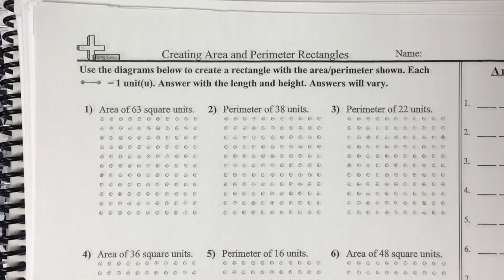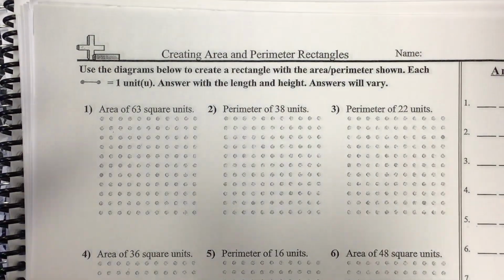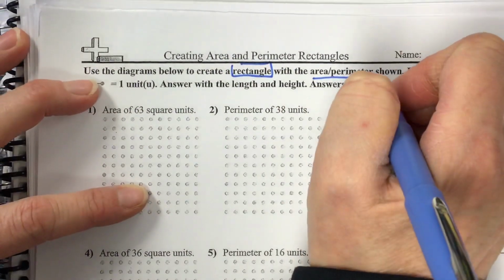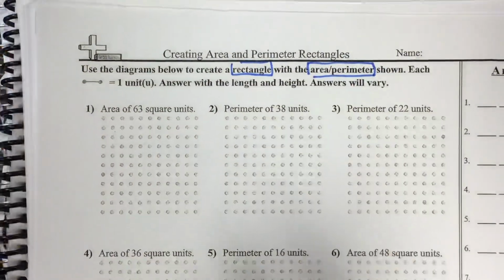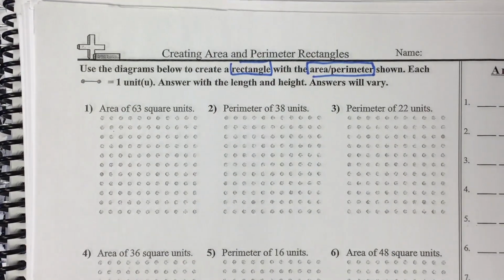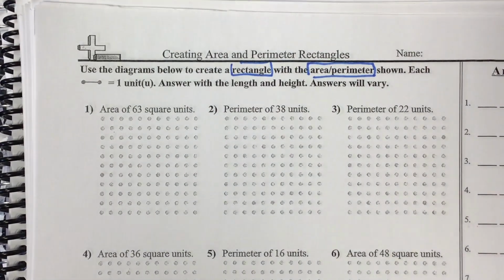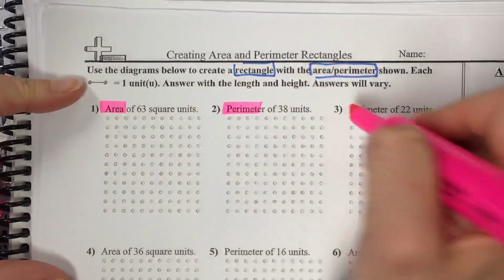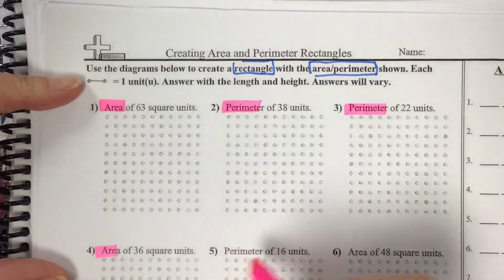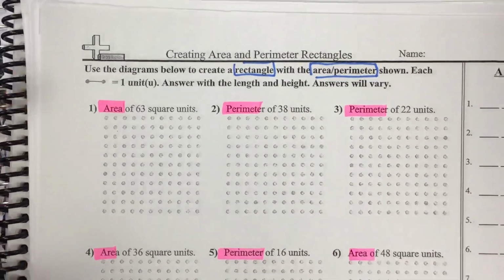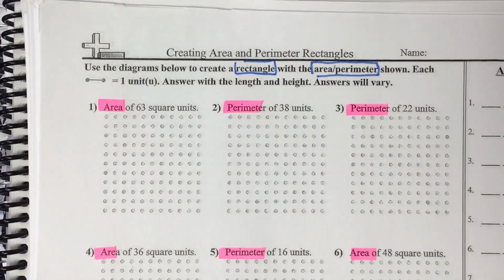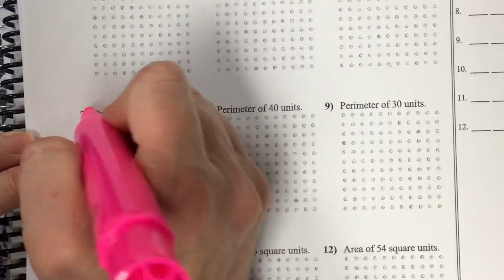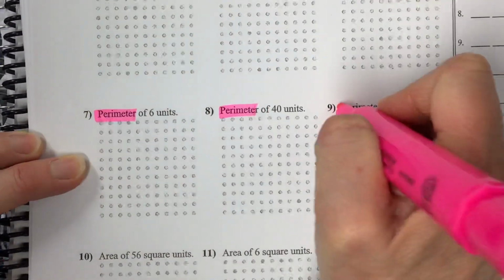Use the diagram below to create a rectangle. So it needs to be a rectangle with the area or perimeter that is shown. First thing you might want to do is go through and highlight. Are we talking about area or perimeter? Right, so you need to go through and highlight area or perimeter and pay attention to that when you're solving these problems.